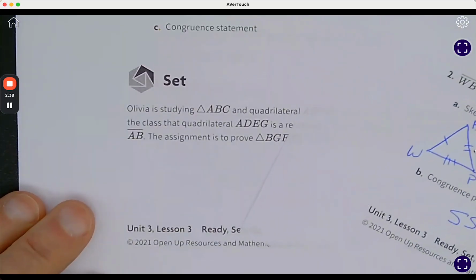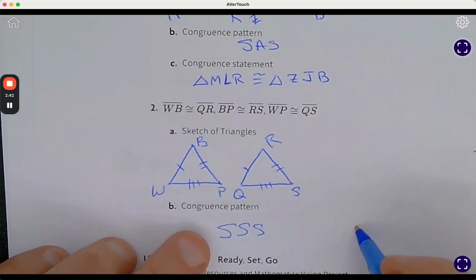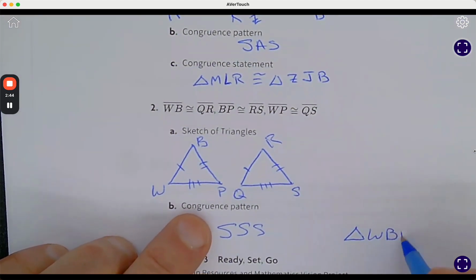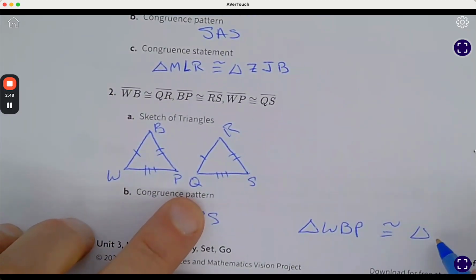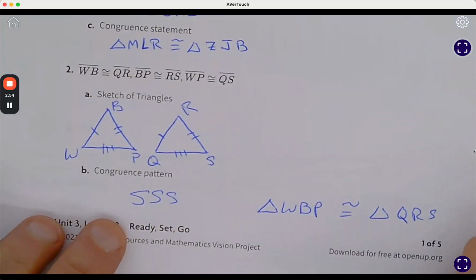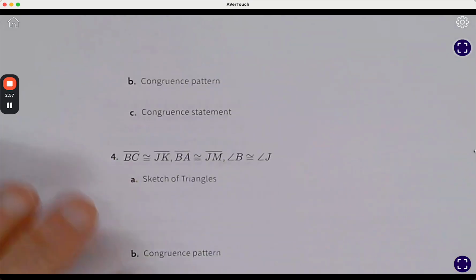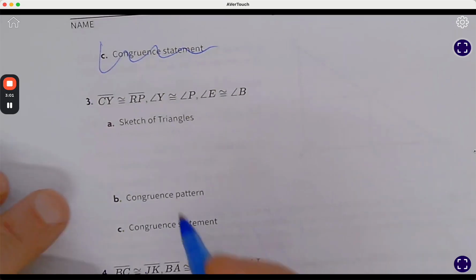And do they want a congruent statement? They do. I'm going to do the congruent statement on this side. It's going to be triangle WBP is congruent to triangle QRS. And that is done. All right, moving on. Now this first thing, I already did this, right? That was what I just did on that last page. So let's do this one right here.